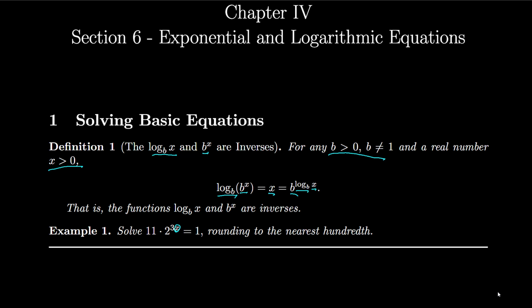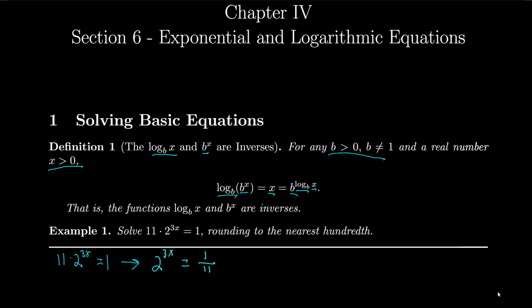So the first step in all of these, and you may want to write this down, is just to get the exponent or the log by itself. Get everything over to the other side. So right now, there's an 11 being multiplied by this. So the first thing I'm going to do is just write all this down. So it's 11 times 2 to the 3x equals 1. And we're going to divide both sides by 11. So 2 to the 3x equals 1 over 11.